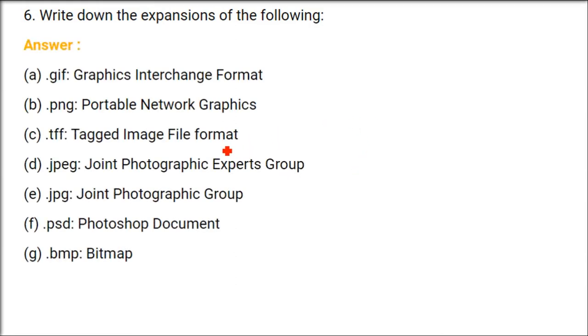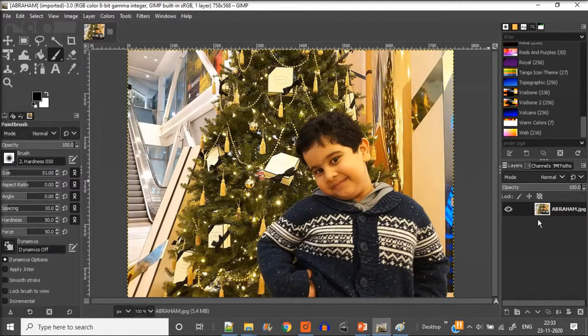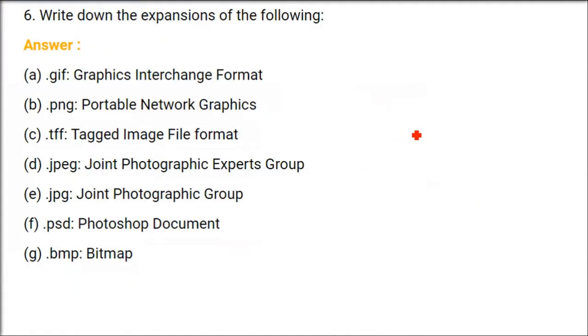Write down the expansions of the following. These are all extensions, they are not acronyms. The name of this photograph is abraham.jpg. Why are we writing Abraham? Abraham is the name of the image, it can be anything, but the extension is JPG. After the dot, it's the extension. Every file has some extension.